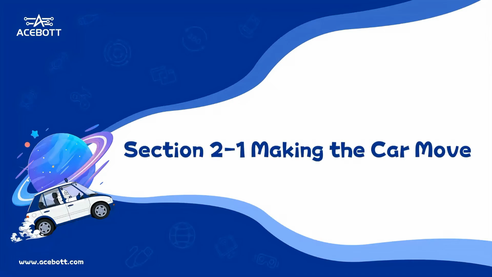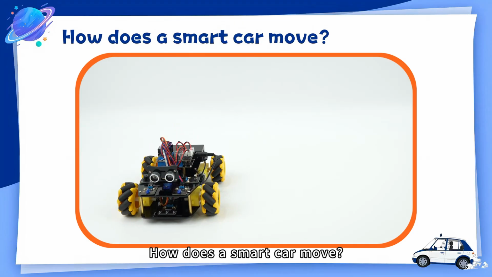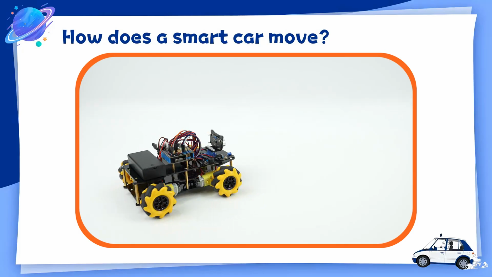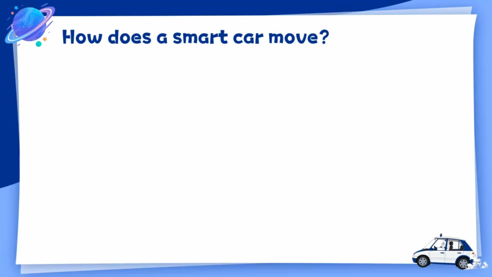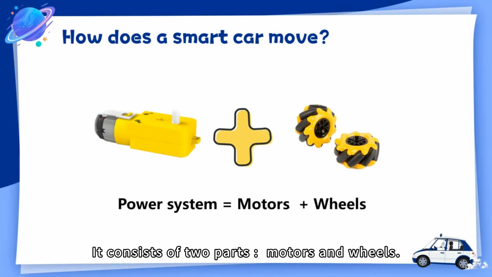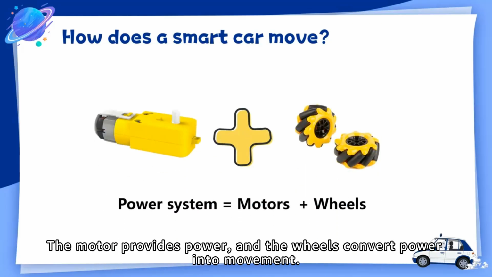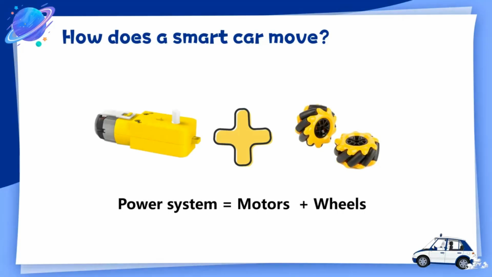Making the car move. How does a smart car move? It consists of two parts, motors and wheels. The motor provides power, and the wheels convert power into movement.